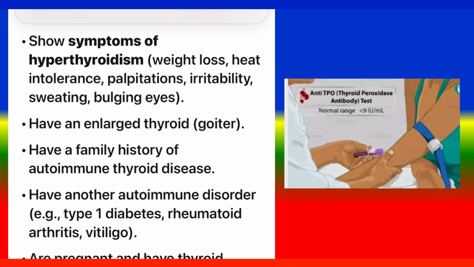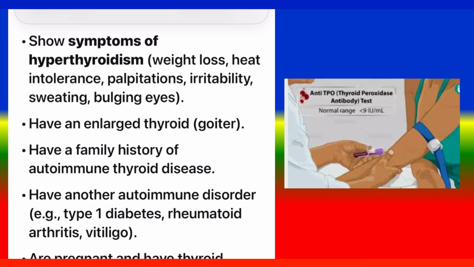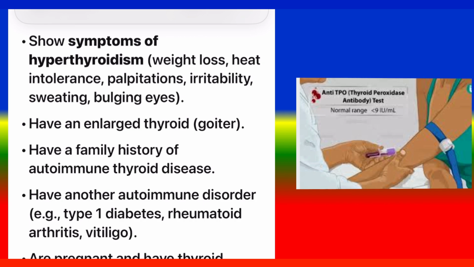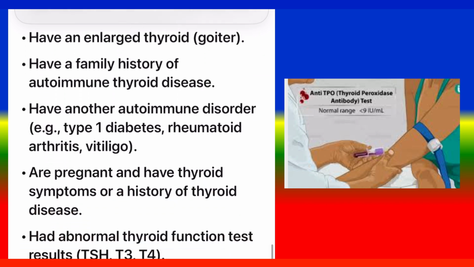Have a family history of autoimmune thyroid disease. Have another autoimmune disorder, e.g. type 1 diabetes, rheumatoid arthritis, vitiligo. Are pregnant and have thyroid symptoms or a history of thyroid disease. Had abnormal thyroid function test results: TSH, T3, T4. Are being monitored after thyroid surgery, radioactive iodine therapy, or levothyroxine treatment.